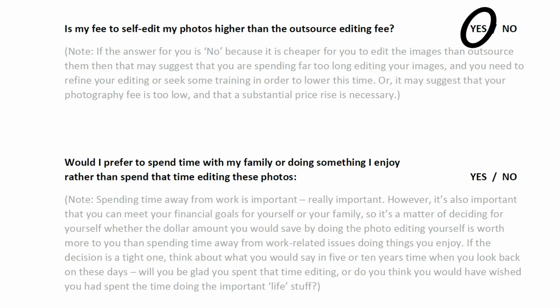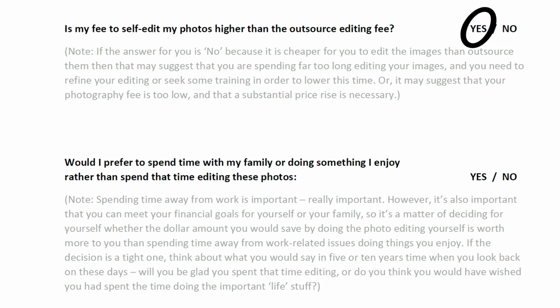Spending time away from work is important, really important. However, it's also important that you can meet your financial goals for yourself or your family. So it's a matter of deciding for yourself whether the dollar amount you would save by doing the photo editing yourself is worth more to you than spending time away from work-related issues doing things you enjoy. If the decision is a tight one, think about what you would say in 5 or 10 years' time when you look back on these days, and will you be glad you spent that time editing, or do you think you would have wished you had spent that time doing the important life stuff?